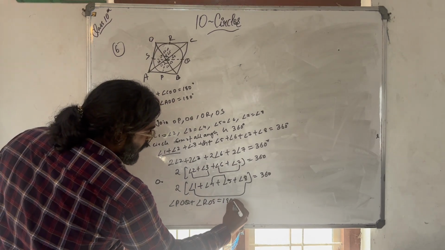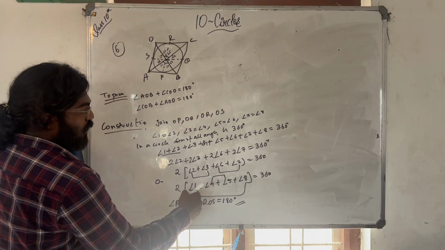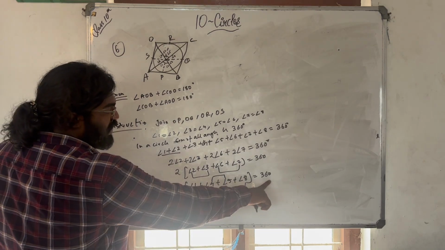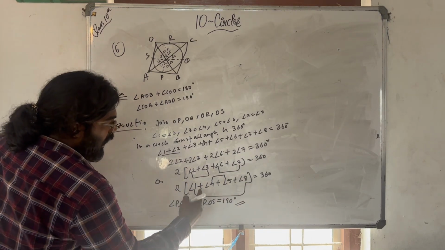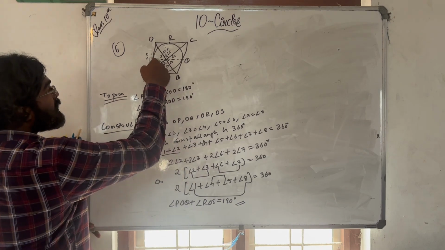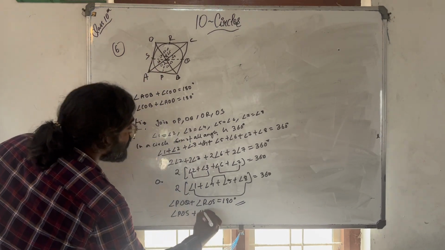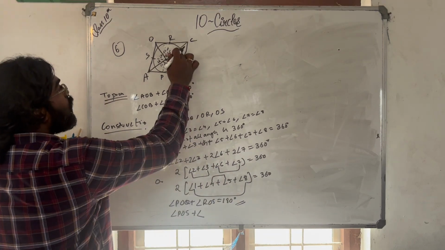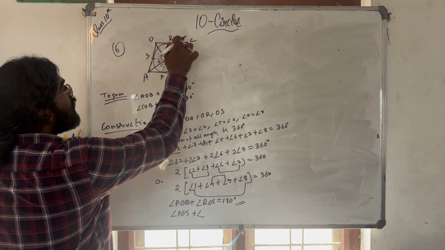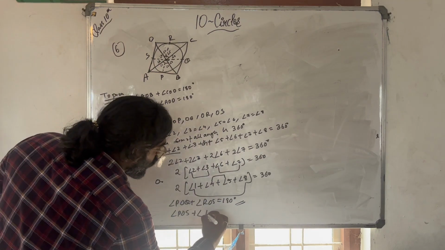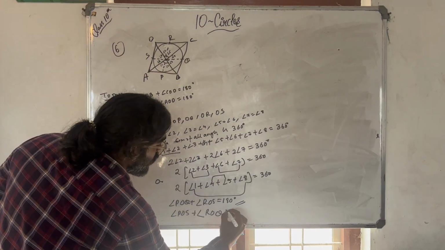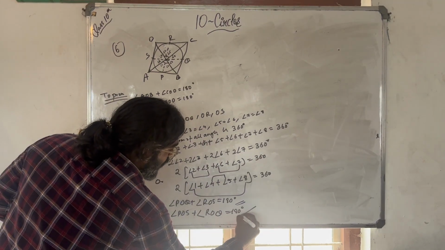is equal to 180 degrees. This will be the first. Then, the 2 will go over there again, 360 divided by 2, 180. 1 plus 8 will be POS plus 4 plus 5 gives you QOR or ROQ. That is also 180 degrees, and that's your answer.